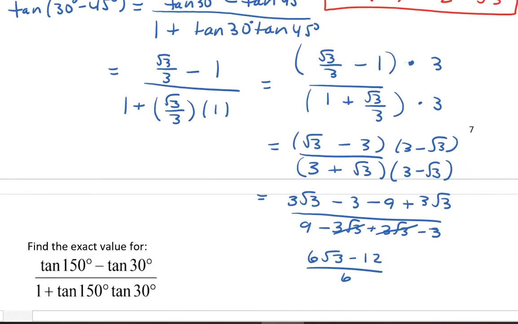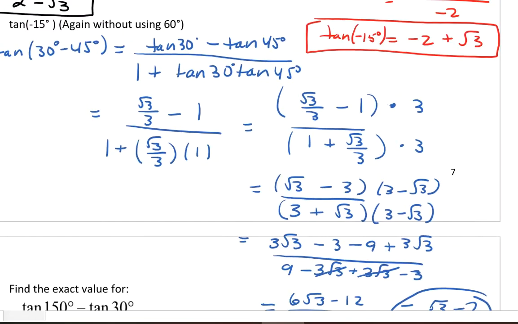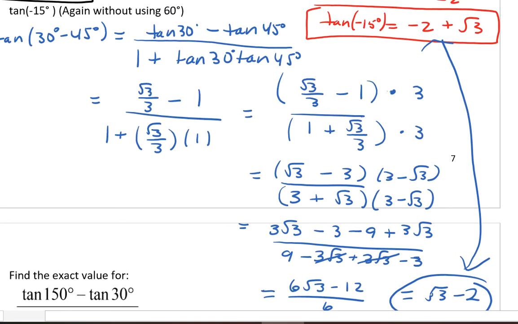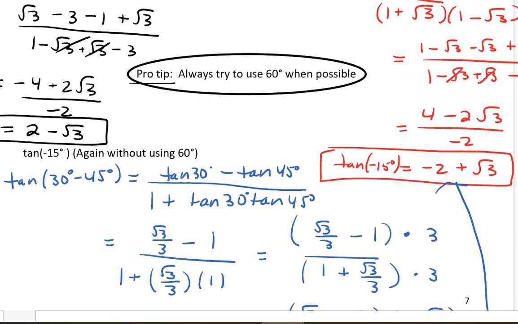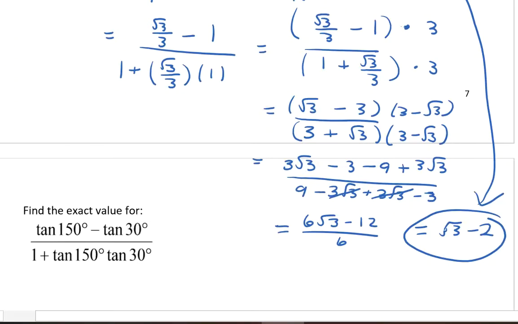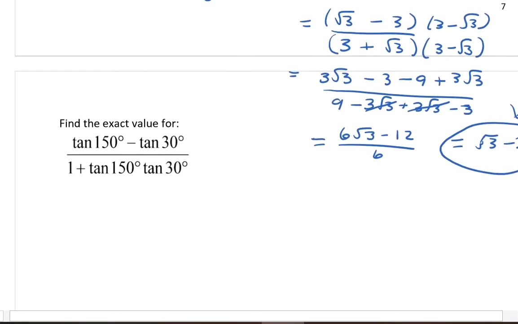Which will give me root 3 minus 2, which is the same thing I got there as negative 2 plus root 3. They're the same answer, just written in a different order. But I thought that one was harder with dealing with the fractions inside our fractions. So that's why my recommendation is to do it using 60 whenever possible. Okay, so if you can find it using 60 as one of your two angles, that's the route I would take. So find the exact value for this.